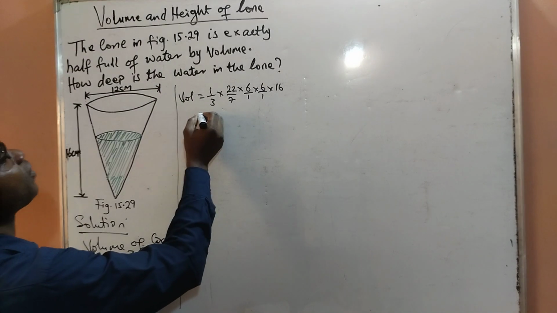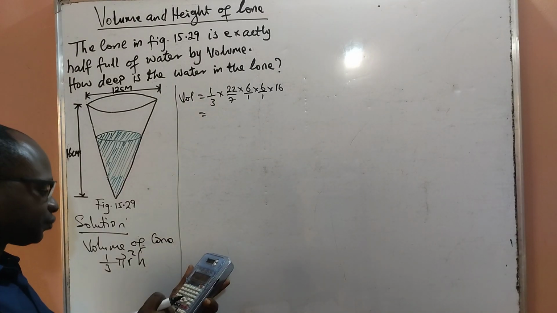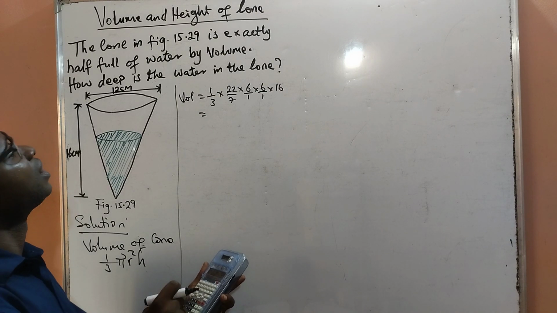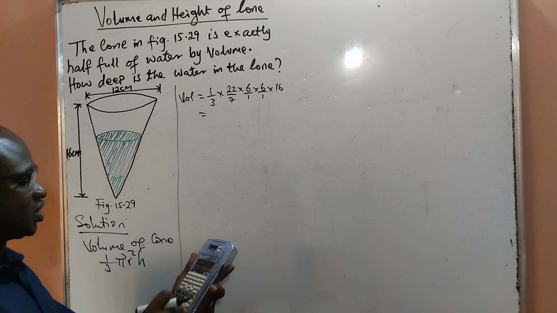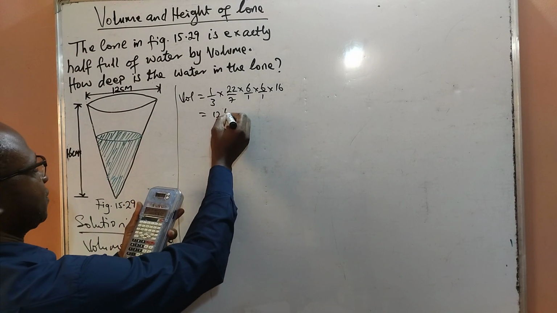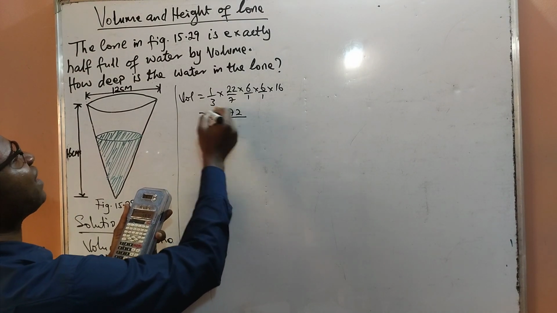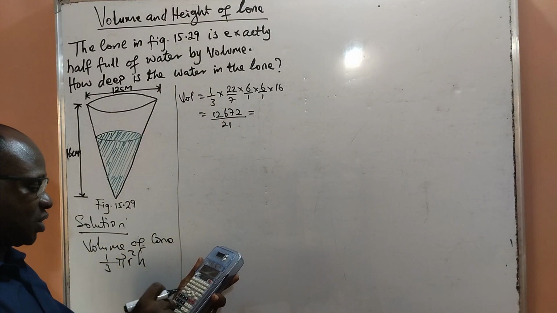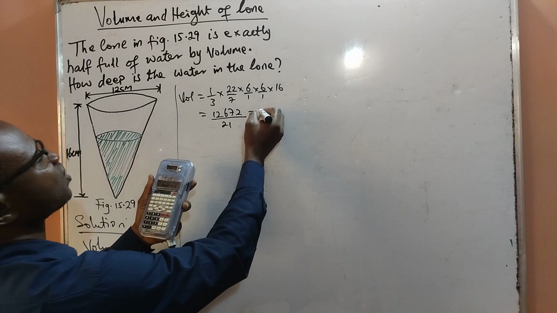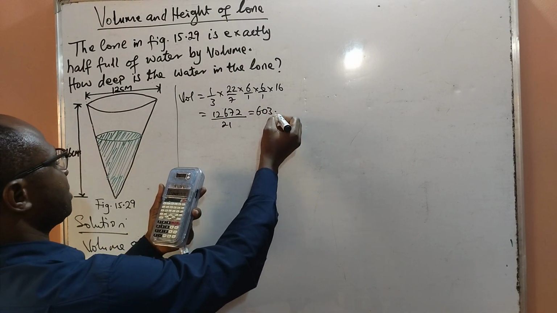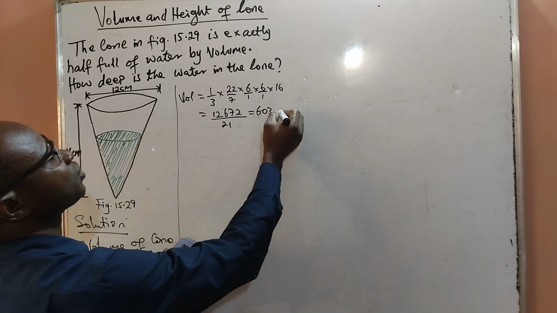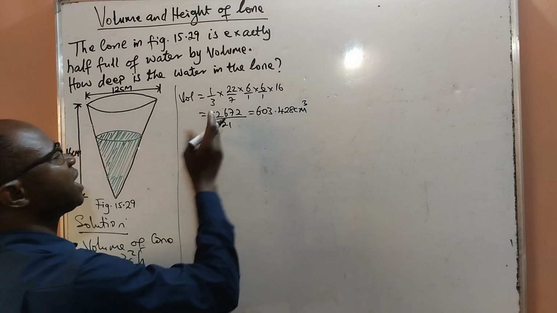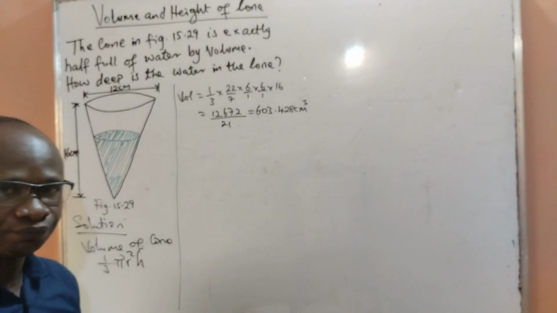Alright, therefore solving this, I am going to have 22 multiplied by 6, multiplied by 6, multiplied by 16. And this is going to be 12,672 divided by 21. That is going to give me 603.428 cm cube. I have gotten the volume of the cone.